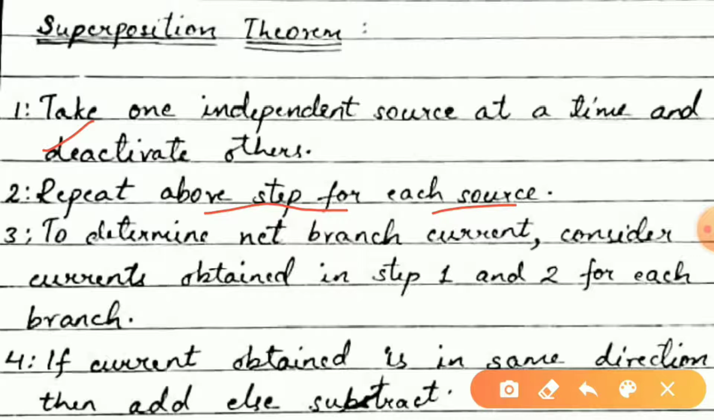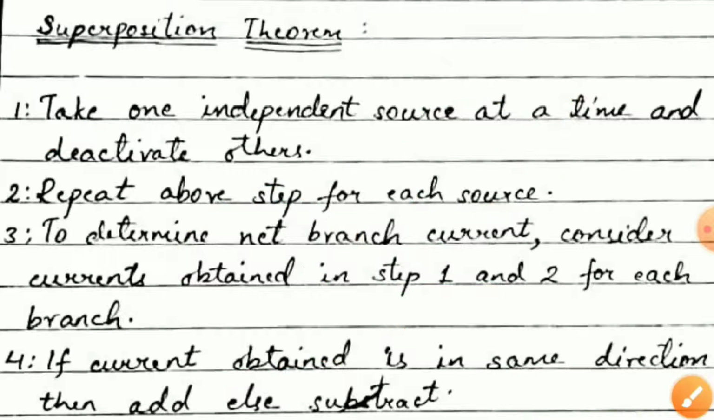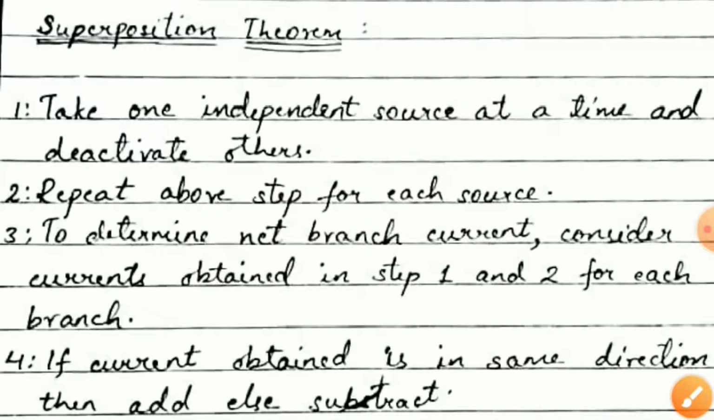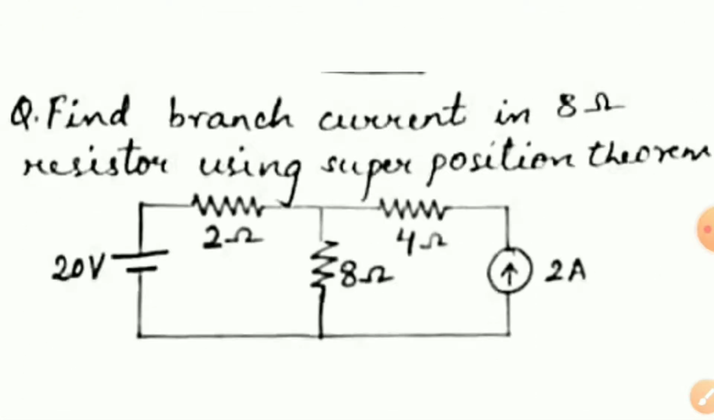Step 3 is to determine the net branch current by getting the values from step 1 and 2. If the direction of current is similar, then we add up the results that are obtained. While if the directions of currents are opposite, we subtract the values of response that we get. This is the procedure for solving a numerical using superposition theorem. Let us go to a numerical.